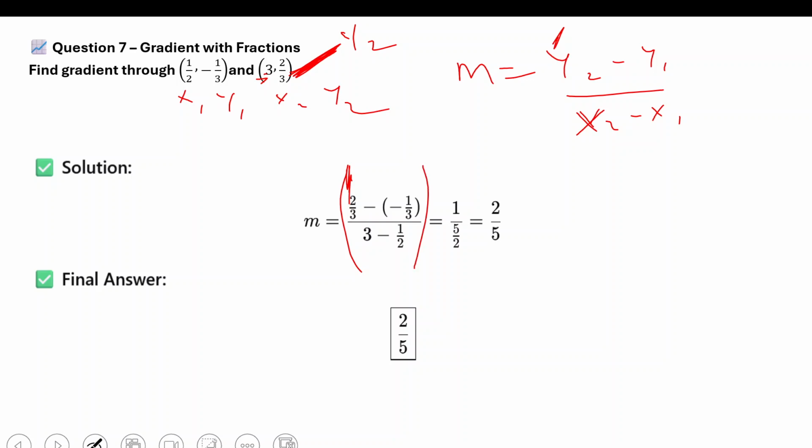So what I have at the top, 3 over 2 minus 1 over 3, is 3 over 2 plus 1 over 3. That will give us 1, right? Then 3 minus minus 1 will give us 5 over 2. So by the time you do the math, 1 divided by 5 over 2 is the same thing as saying 1 times 2 over 5. So the answer is 2 over 5. The gradient between those two coordinates is 2 over 5.